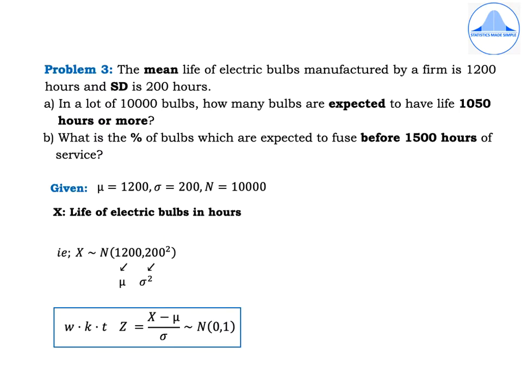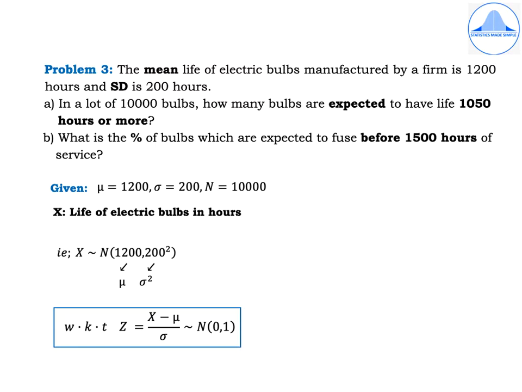Problem 3. The mean life of electric bulbs manufactured by a firm is 1200 hours and standard deviation is 200 hours. First subdivision: in a lot of 10,000 bulbs, how many bulbs are expected to have life 1050 hours or more? Second subdivision: what is the percentage of bulbs which are expected to fuse before 1500 hours of service?